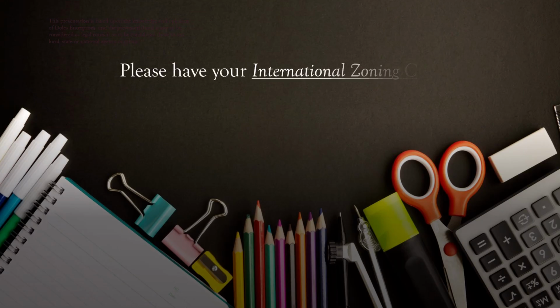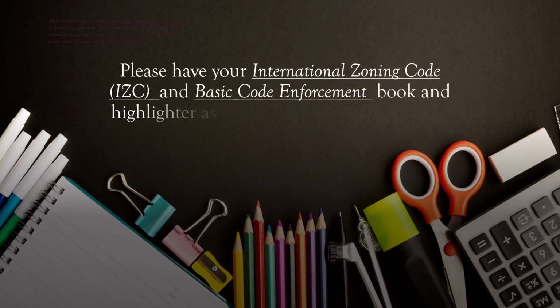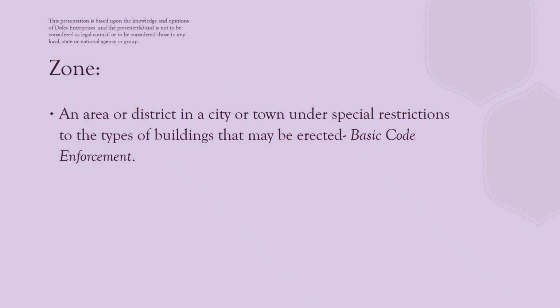As we proceed through this program, please have your copy of the ICC International Zoning Code and the ICC Basic Code Enforcement Handbook, as well as a highlighter available. To review, a zone can be defined as an area or district in a city or town under special restrictions to the type of buildings that may be erected.